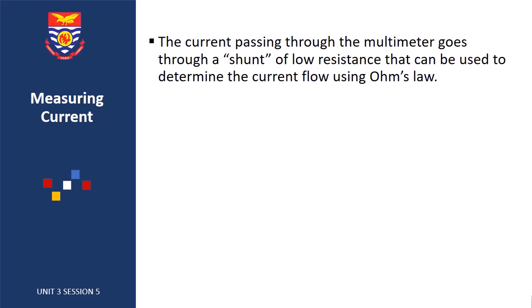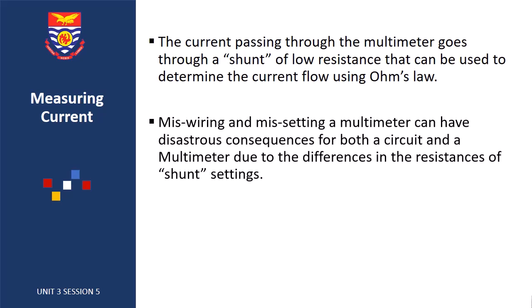And the shunt talks about a metallic conductor, so it's a conductor that has a low resistance. And note that miswiring or missetting a multimeter, which can measure current and voltage, can have a disastrous consequence for both a circuit and the multimeter due to the differences in the resistances of the shunt settings.